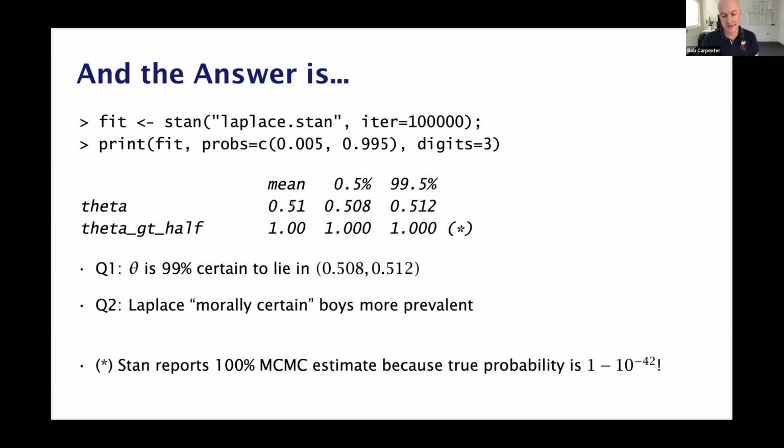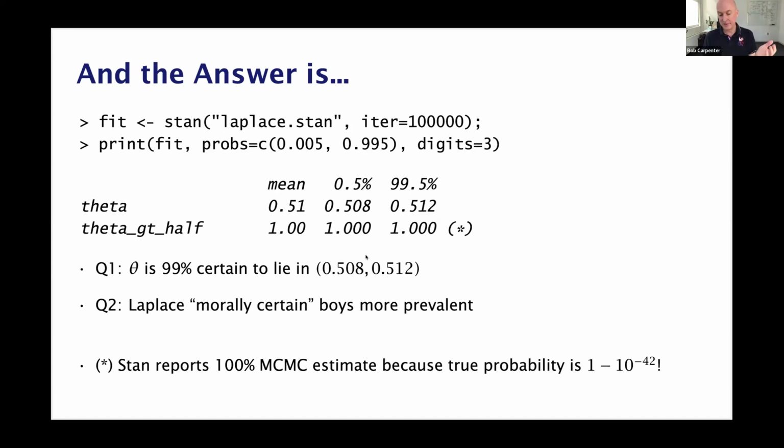So what you can see is theta has a mean of 51%, with a 99% posterior interval of 0.508 to 0.5112. Theta greater than a half is 100%, right? So Q1, to answer Laplace's first question probabilistically: theta is 99% certain to lie in that interval, given this model.